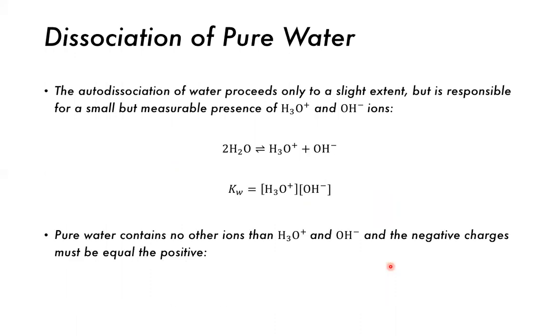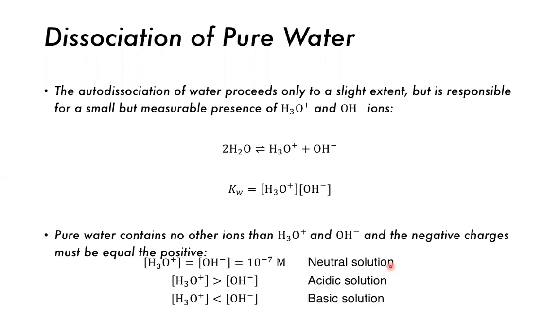So pure water contains no other ions than H3O plus and OH minus, and the negative charges must be equal to the positive. And so whenever we have a neutral solution, the concentration of H3O plus and OH minus are going to be the same at 10 to the minus 7. In acidic solutions, we have a higher concentration of H3O plus than OH minus. And for a basic solution, we have a higher concentration of OH minus than H3O plus.